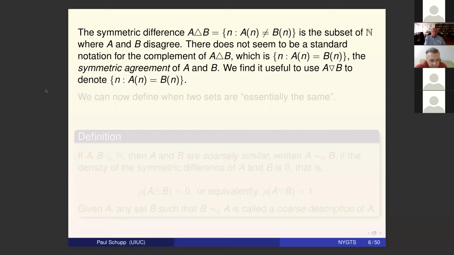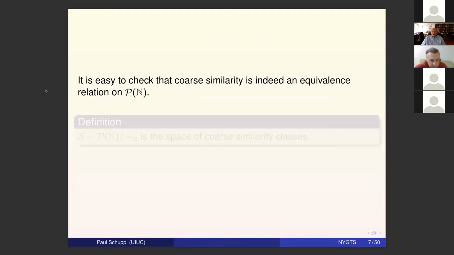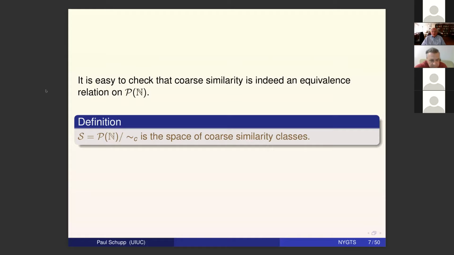We can now define when, for us, two sets are essentially the same. Given A and B, two sets A and B are coarsely similar if their symmetric difference has density zero. So they agree except on a set of density zero. This is equivalent to their symmetric agreement having density one. Given A, any set B such that B is coarsely similar to A is called a coarse description of A. It's very easy to check, of course, that coarse similarity is an equivalence relation on subsets of N. And so script S is the power set of N modulo this equivalence relation.